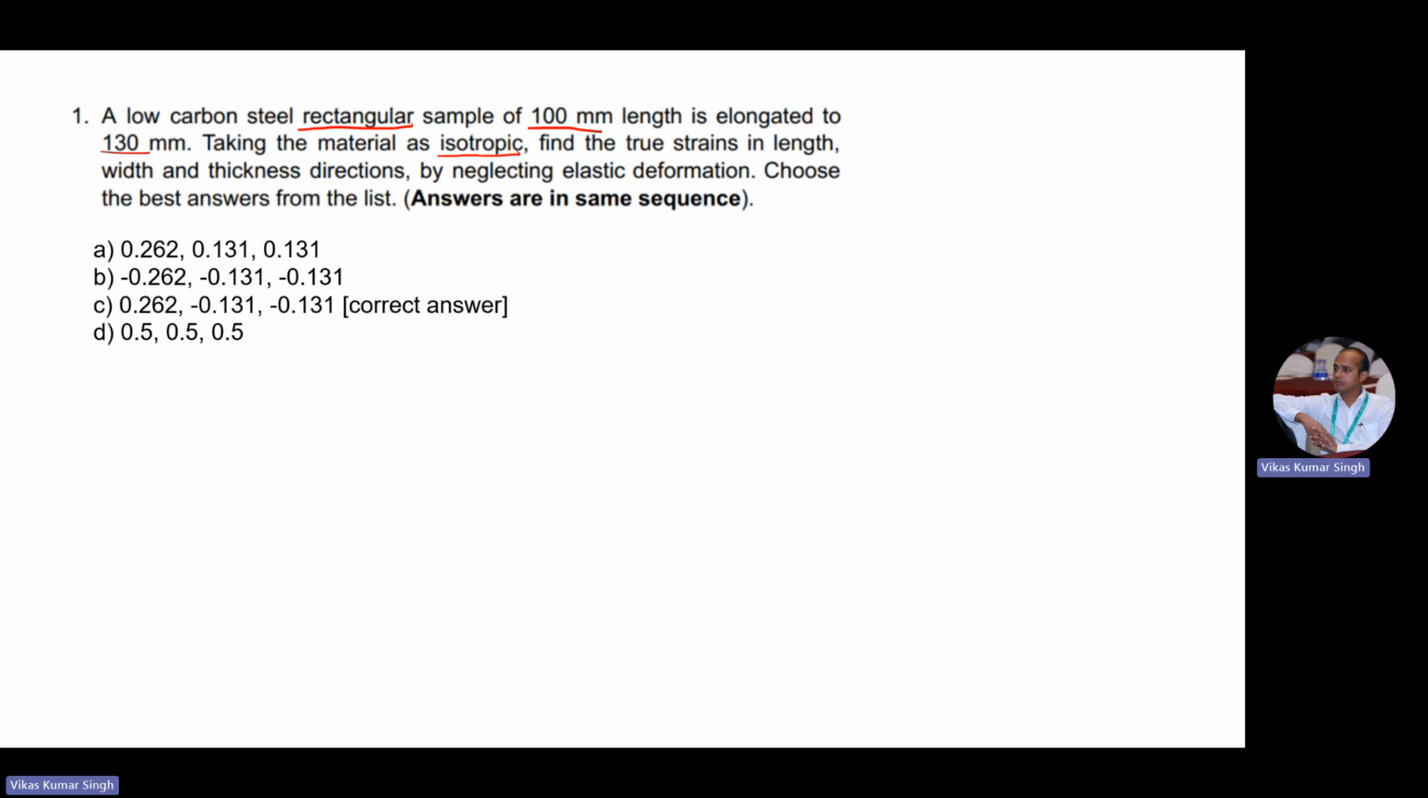Find the true strain in length, width, and thickness direction, by neglecting the elastic deformation. Here we are neglecting the elastic deformation, which means we are talking about plastic deformation only. Here we have options, and we have to choose one out of these 4 options.